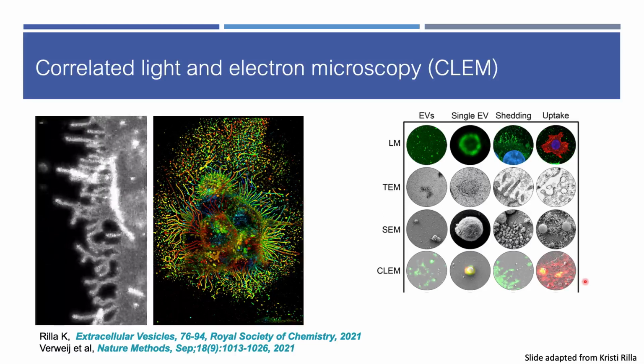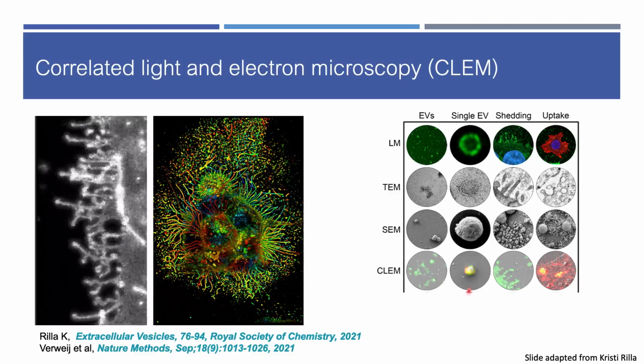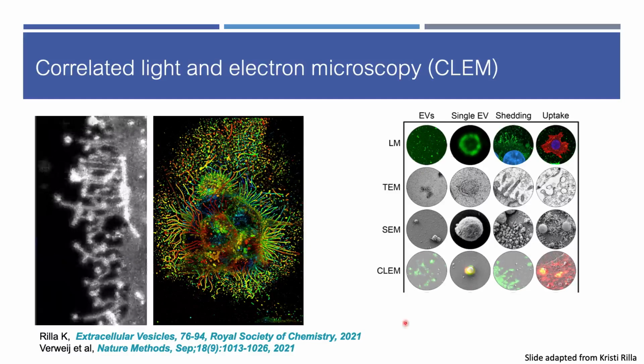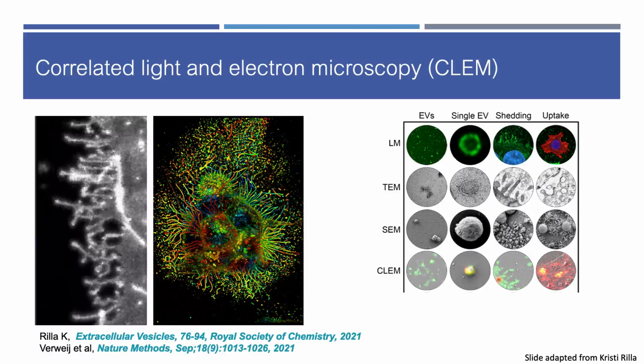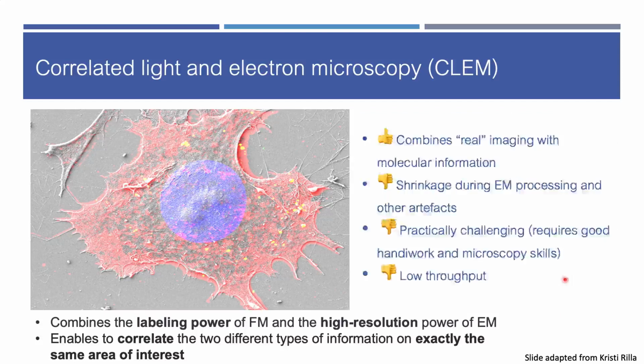The promise of this correlated sample is that you actually prepare a sample like you would for electron microscopy, but then you perform light imaging on that and you correlate that on a pixel-to-pixel scale. This has been used to study EVs deposited on surfaces down to single EV resolution, to look at shedding events and also uptake events. And so really you're combining that labeling power, that molecularly specific information of fluorescence imaging, with that high spatial resolution of electron microscopy.